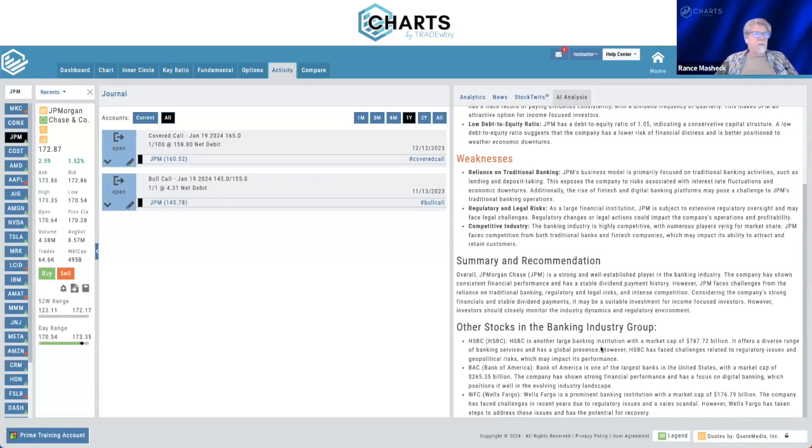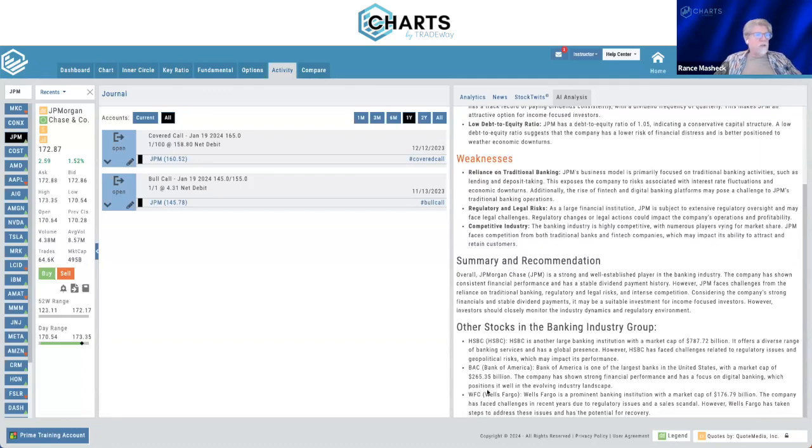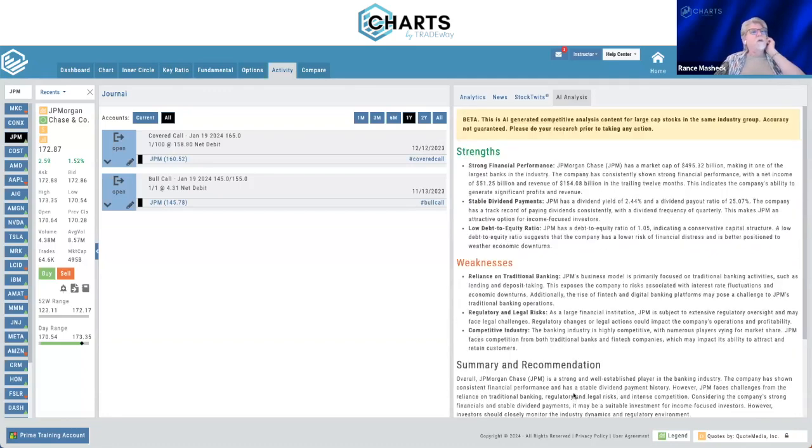So HSBC is another very large market cap company, offering a diverse range of banking services and a global presence, which JP Morgan doesn't have. JP Morgan's a lot narrower in its offerings, right? So it kind of spells this out for you. So it's a nice way to get, this is how I use this.